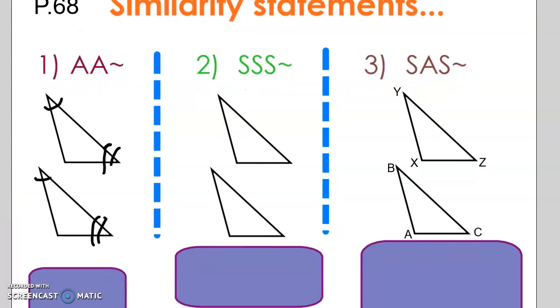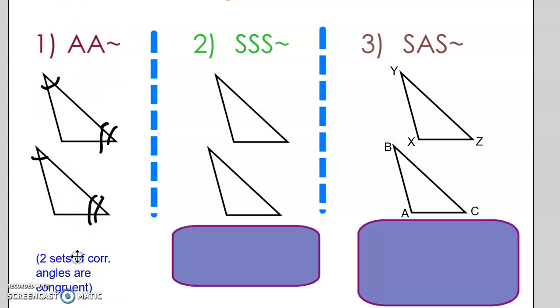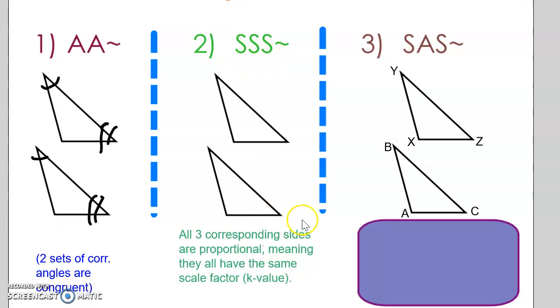So one similarity statement that we know already is AA similarity. I basically need 2 sets of corresponding angles to be congruent. So if I have the following, I can say the triangles are similar by AA similarity. Here's one of our new similarity statements, side, side, side similarity. Basically, all three corresponding sides need to be proportional, meaning they all have the same scale factor.